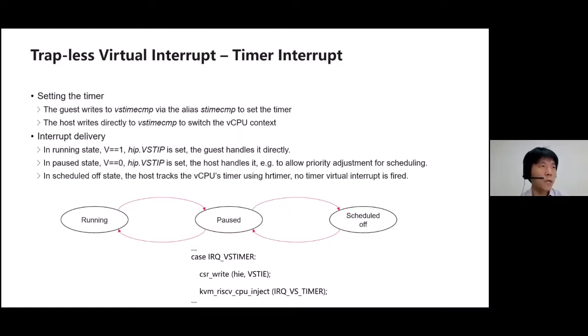guest handles it directly. In pause state, V equals 0, HIP.VSTIP is still set, however, the host handled it this time. The host does this to allow a necessary priority adjustment for scheduling, for example. In the scheduled off state, the host tracks the vCPU's timer using HR timer, which is the same as the existing approach. So no timer virtual interrupt is fired.